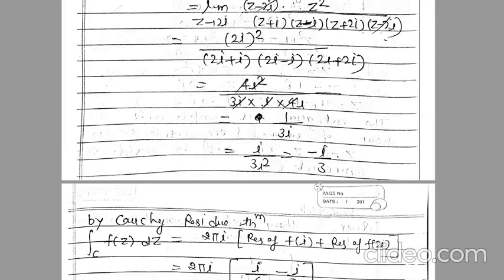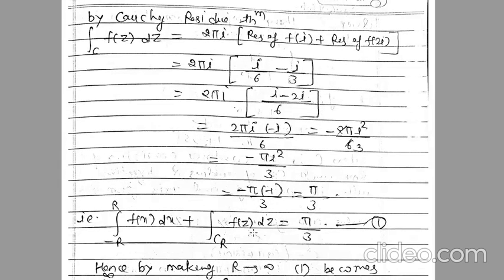These are the residues. So you have two residues. So by the Cauchy residue theorem, what you have is 2 pi i times the residue of f(z) at z is equal to i plus the residue of f(z) at z is equal to 2i. So both of the residues you will add, then just simplify, and you will get minus pi square upon 3. The i square value you can write as minus 1, then your answer is pi upon 3. So the integration over C of f(z) dz, you are getting pi upon 3 here.